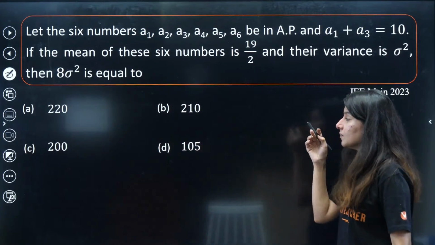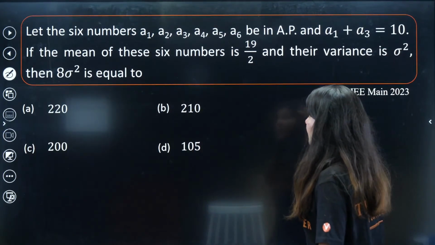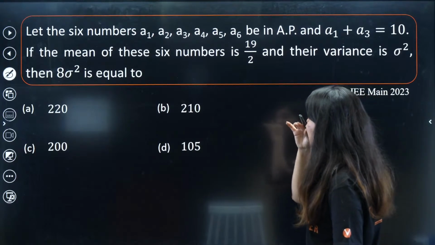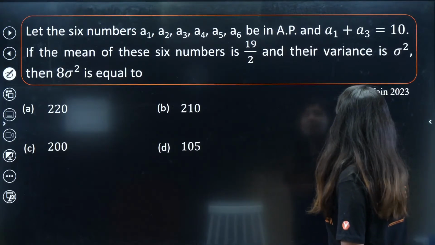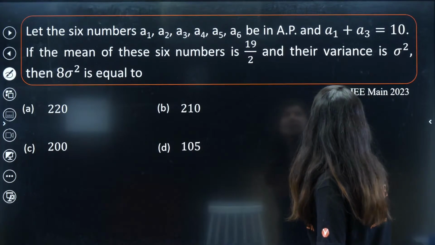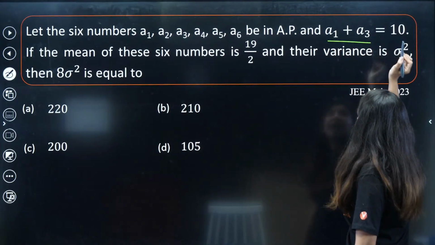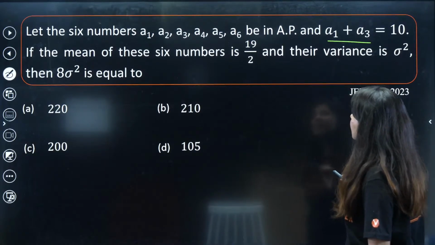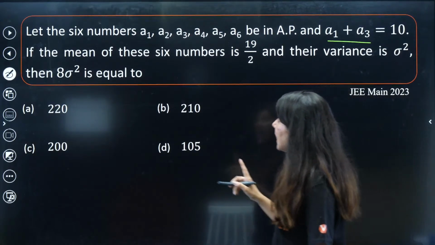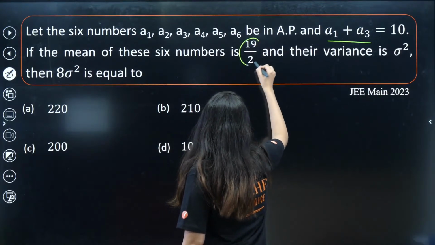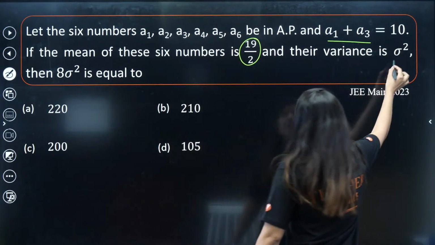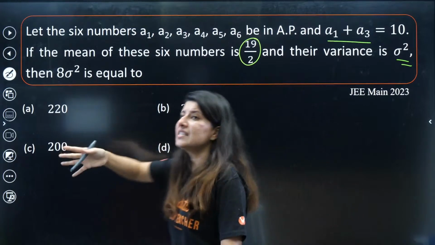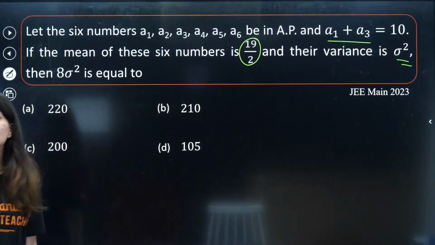Let's now talk about, so now we will be solving two questions from here. The very first question, JEE Main 2023, says 6 numbers are there which are in AP, and the sum of first and third is 10. And the mean of these 6 numbers is also given to us as 19 by 2. Their variance is sigma square. Very easy, very direct question, right?